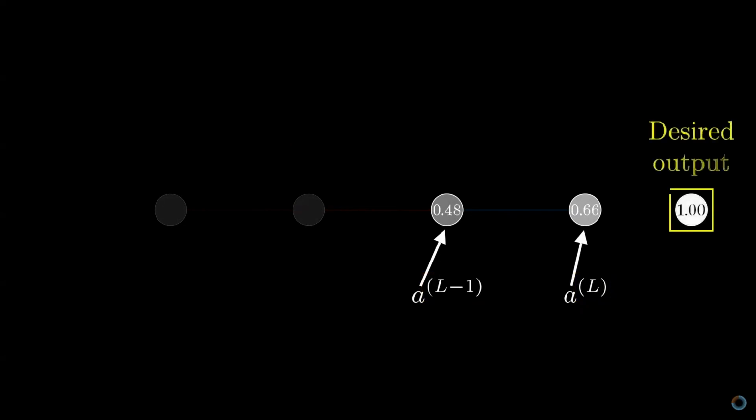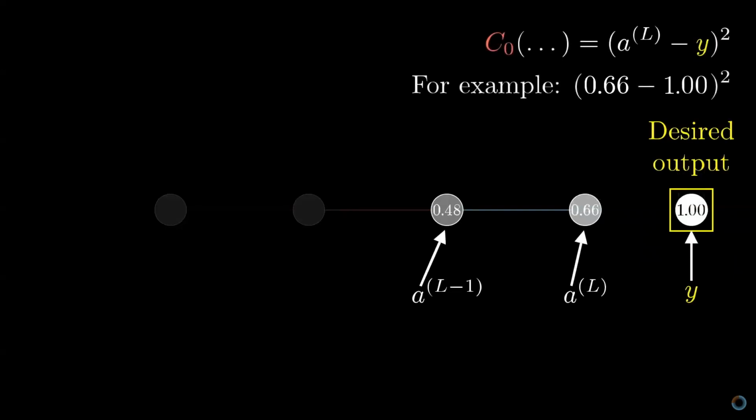Now let's say that the value we want this last activation to be for a given training example is y. For example, y might be 0 or 1. So the cost of this simple network for a single training example is (A^L - y)^2. We'll denote the cost of that one training example as C0.